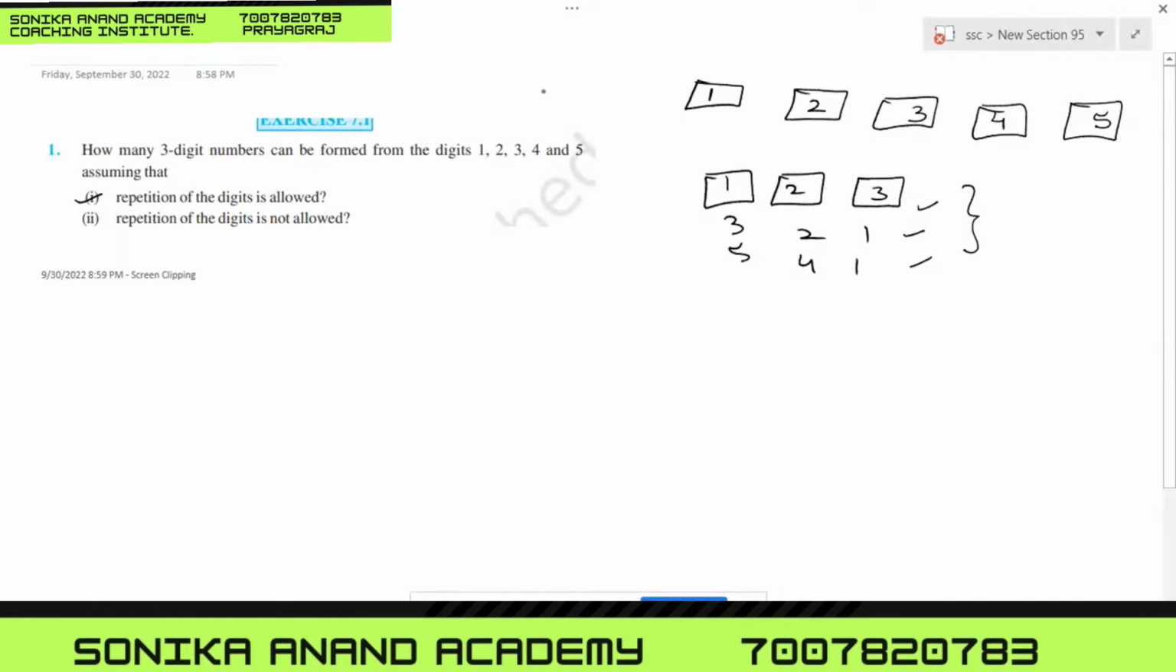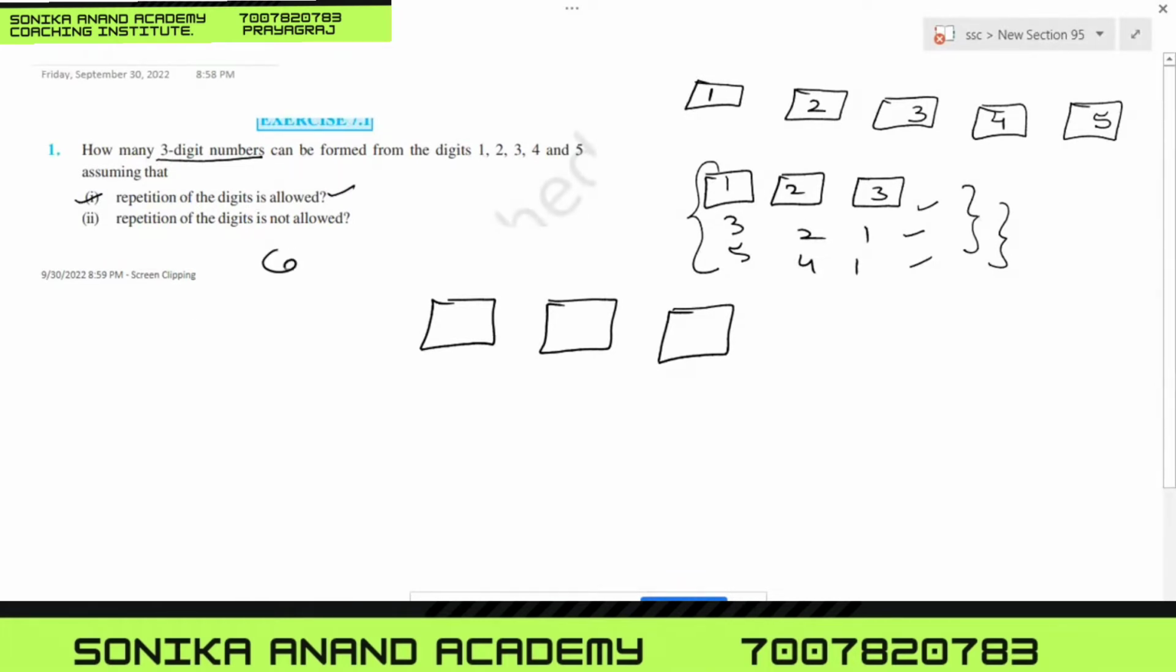It's possible because of permutation to count them without framing these. Okay, the permutation enables us. How? See, we can make 3 blocks because we have to frame a 3-digit number. Now repetition of digit is allowed. Case 1. That means in these boxes we can fill from any of these numbers.